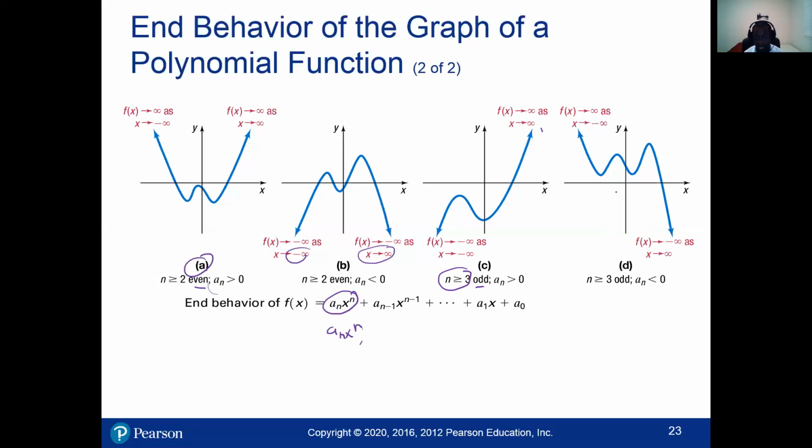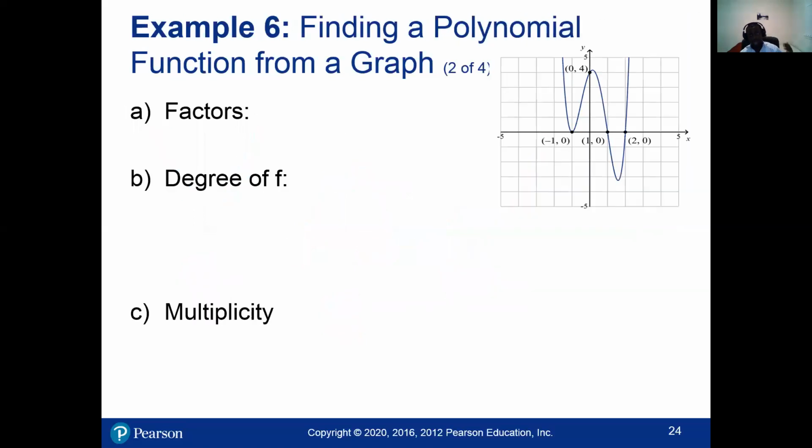Okay, so here is an example. We are given the graph of a polynomial function, and they want us to find the polynomial function. So we want to start with the factors. The factors come from the zeros of the function.